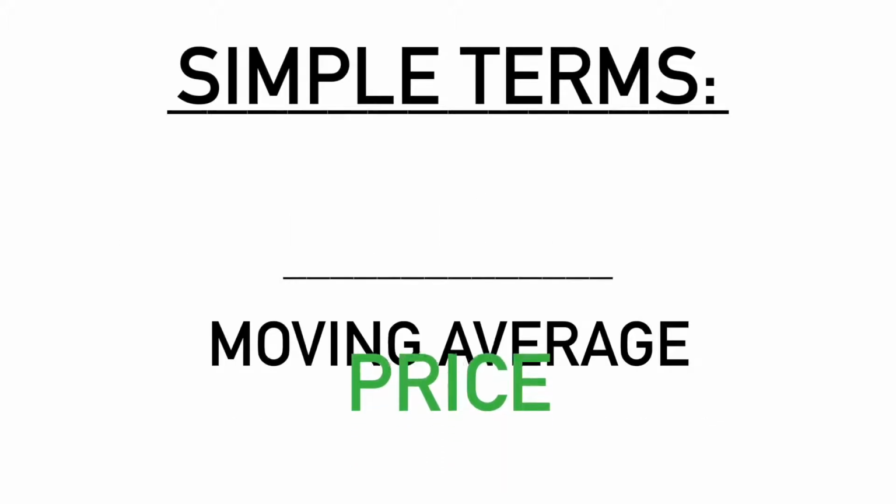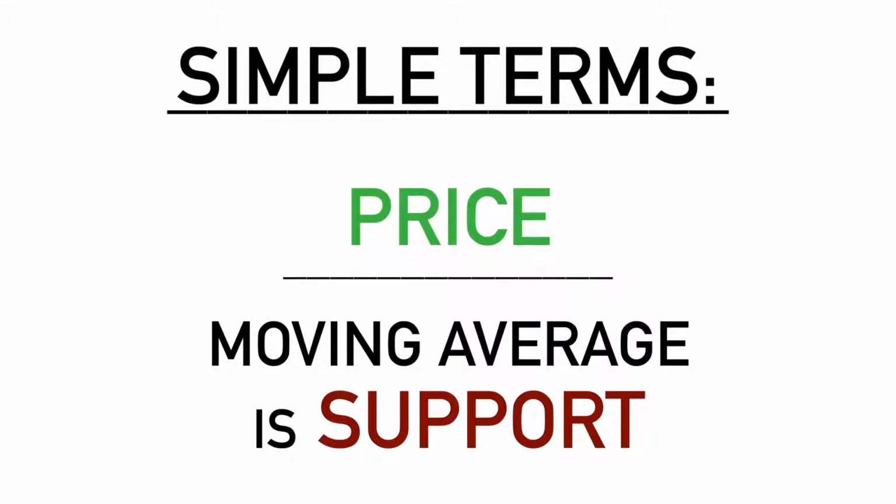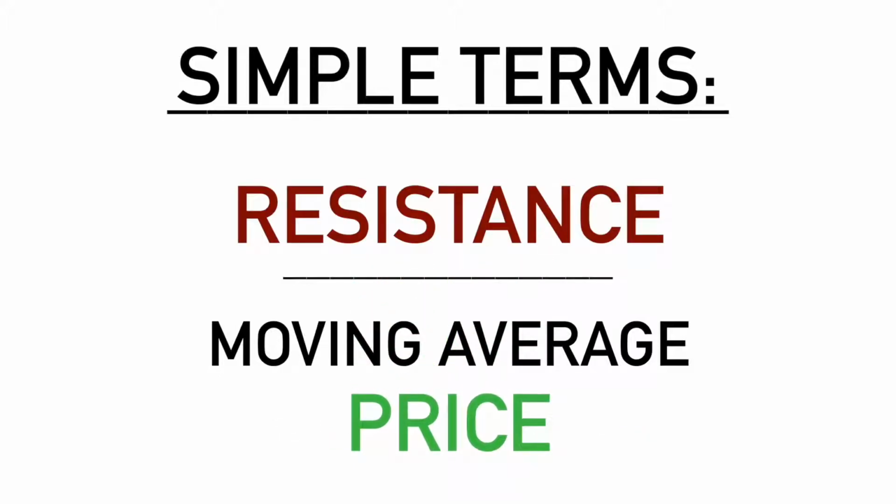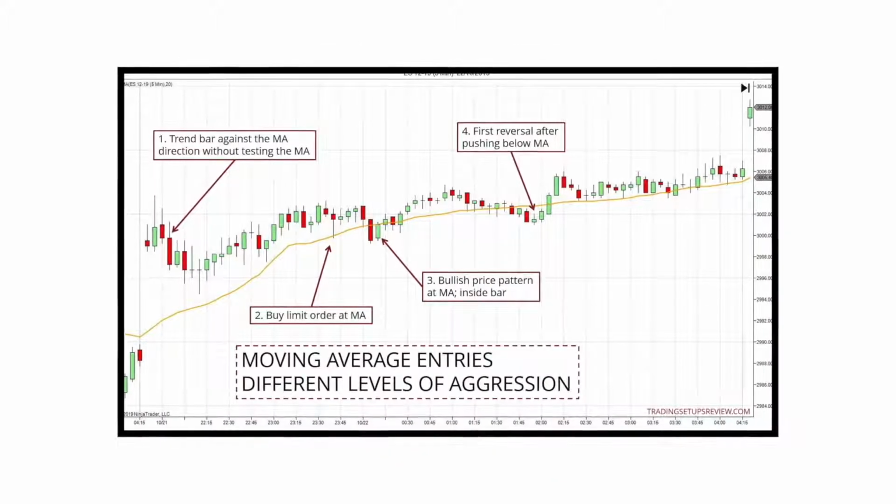Well, last class we went over how when a price is above a certain moving average, that moving average can be the support, and when the price is below a moving average, that moving average can be the resistance. There are other ways of using the moving average as well.